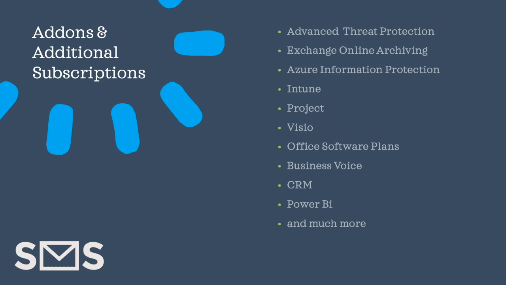You can add Azure Information Protection, which is the encryption and labeling system. You can add Intune, which is the policy control system, where you can restrict what the users can have access to. You can also get a Project subscription, but Project is an individual program where you can track projects, so for project management, that kind of thing. You then get Visio, which is a workflow system, so you can create workflows, and there are different versions of that available.